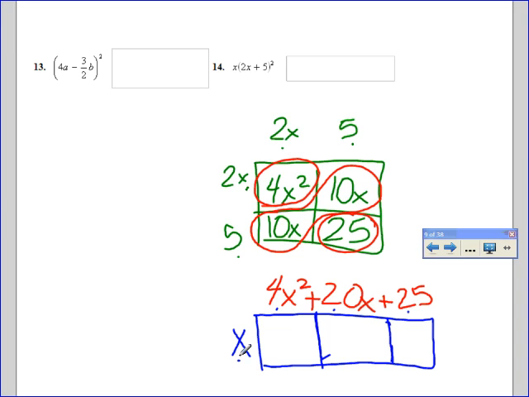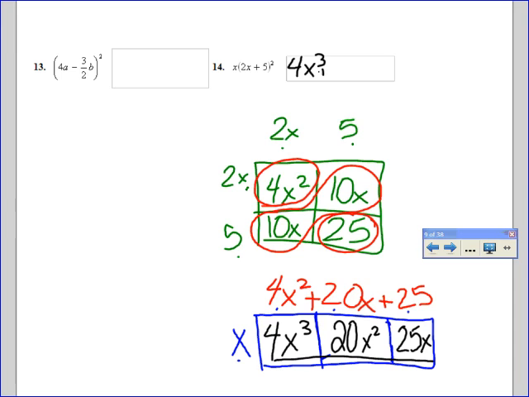What will that do? Does that change the 4? No, not really. All it does is change the power. So the 4 is still there, but now it becomes x cubed. Same thing with the 20. The 20 stays the same, the x becomes x squared. The 25 times x will become 25x. And this whole thing is my answer now. I write it in the box: 4x cubed plus 20x squared and plus 25x. All right, so that's your final answer here.